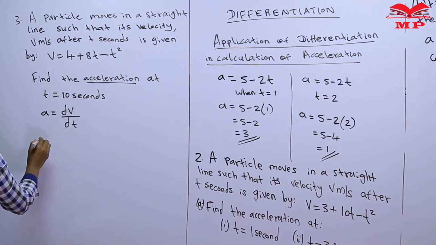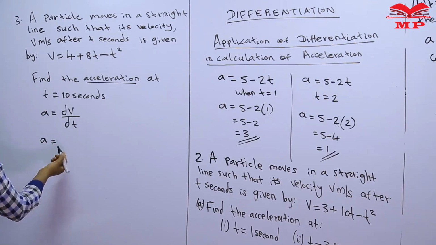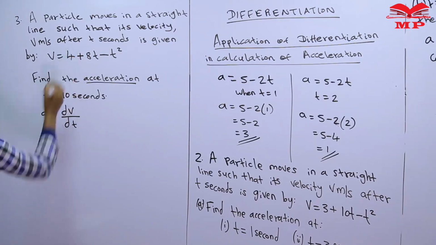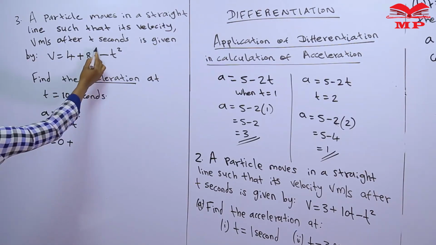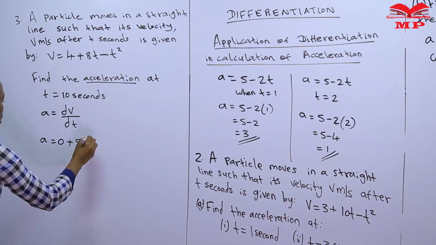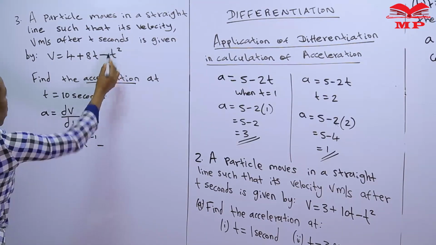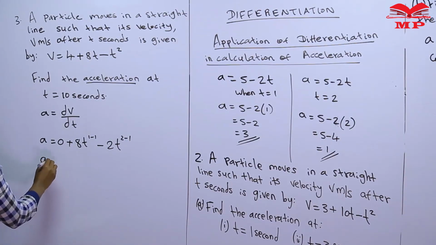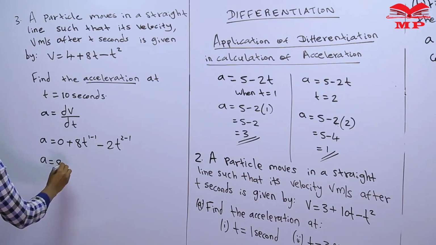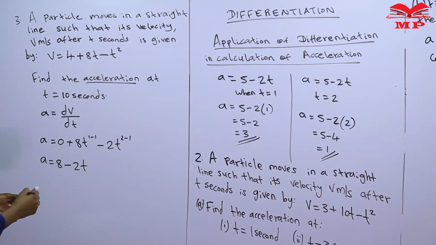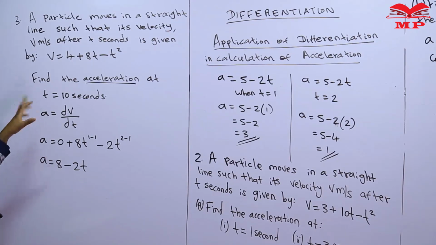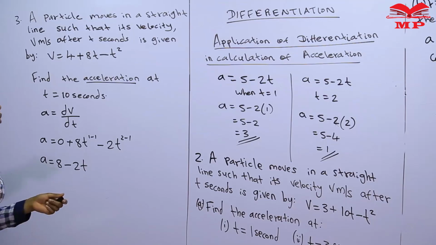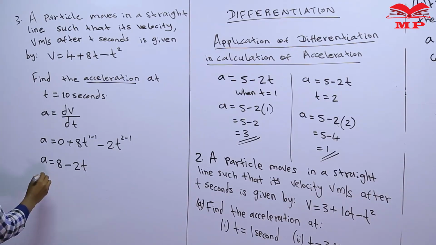And therefore, our acceleration will be equal to dv all over dt. That is, we differentiate 4, we get 0, plus we have 8t to the power 1 minus 1, then minus 2 times 1, that is 2t to the power 2 minus 1. So we have our acceleration as 8 minus 2t. That is the acceleration. And therefore, we now want to get the acceleration at this instant when t is 10 seconds.